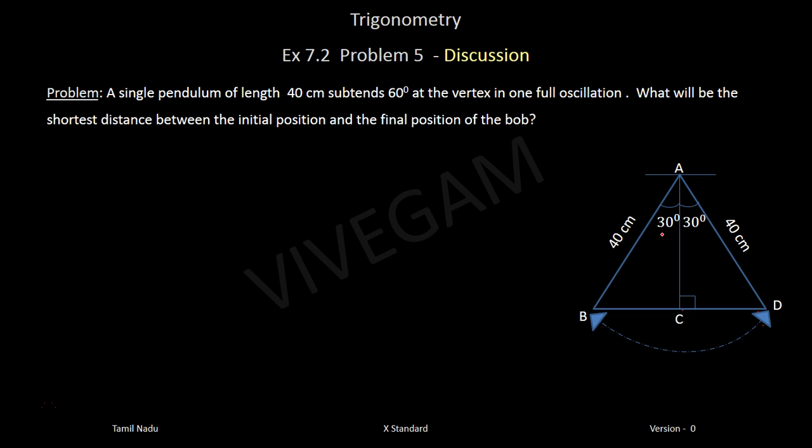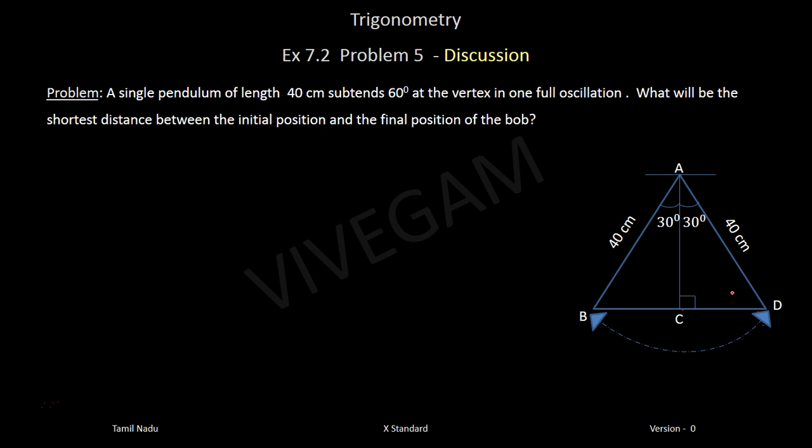This side is given and this angle is known. What is sine 30? Opposite by hypotenuse. That is sine 30, which is half, equal to BC divided by 40, and you'll be able to calculate BC. Once you know BC, twice of BC gives BD. So this is how it needs to be worked out.